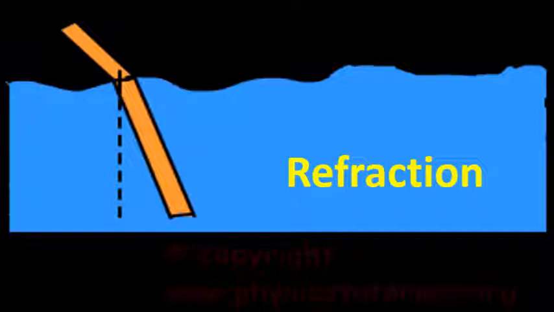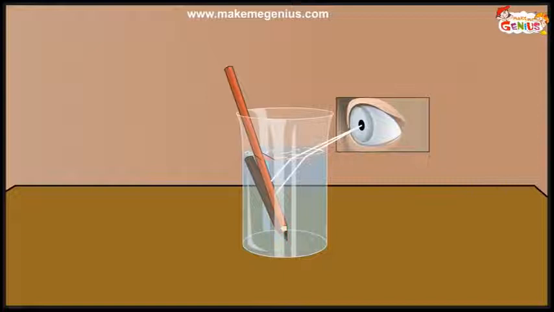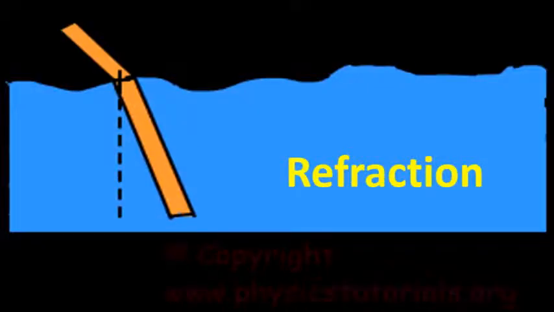When it is entering through the water, you can see a slight bend. It is because of the property of the light known as refraction. It is known as the refraction of light. So that is the fifth one, refraction of light.